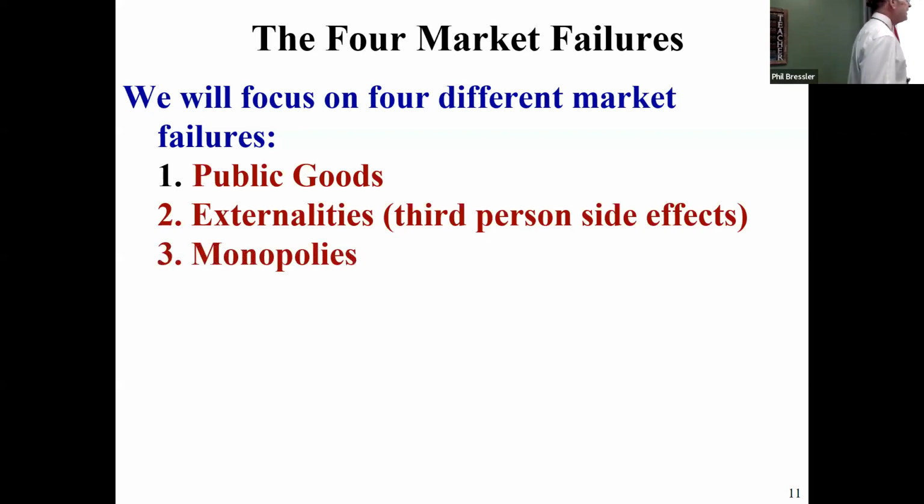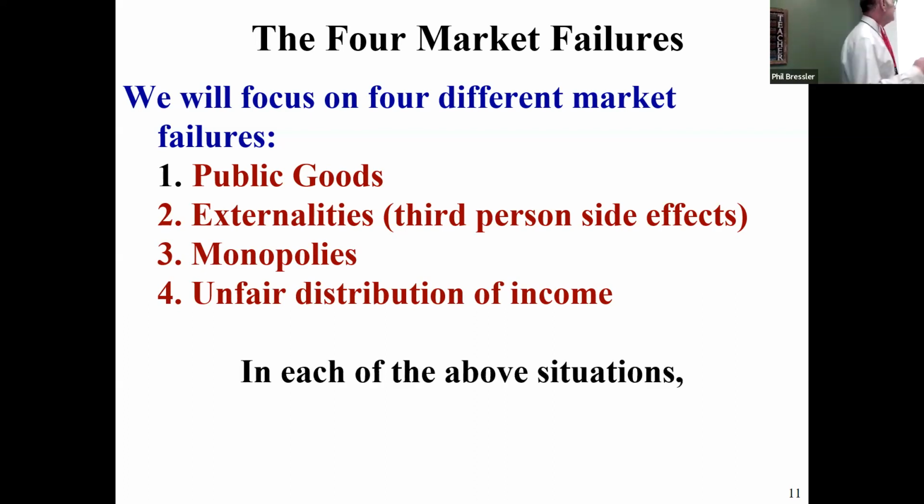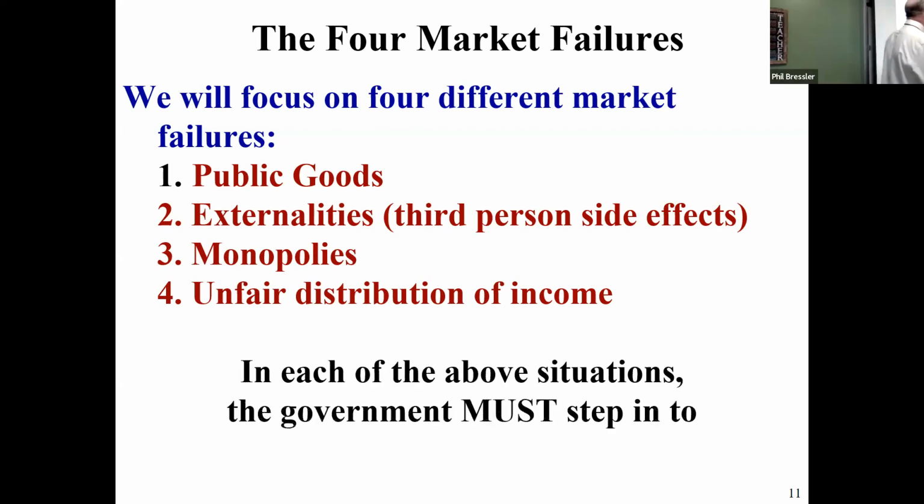Then monopolies. This could be easy. You guys know monopolies, you know the graph. This is going to be easy. And then unfair distribution of income, and how the United States tries to make income more fairly distributed. In each of the situations, again, government must step in. And we'll look at all 4 of them.